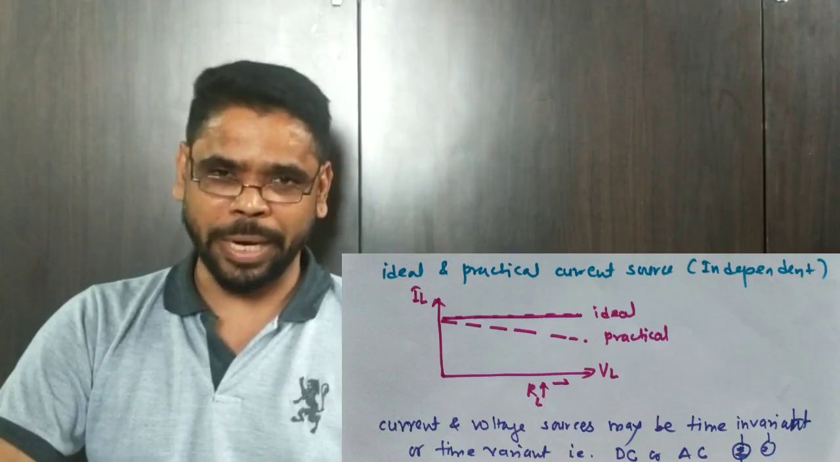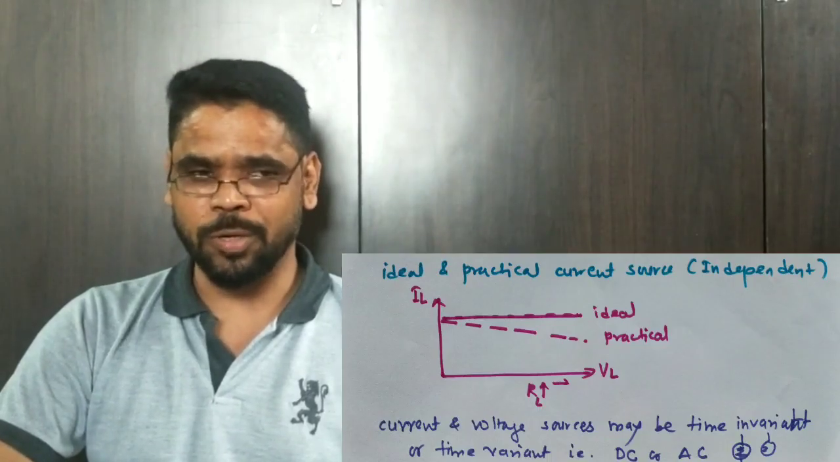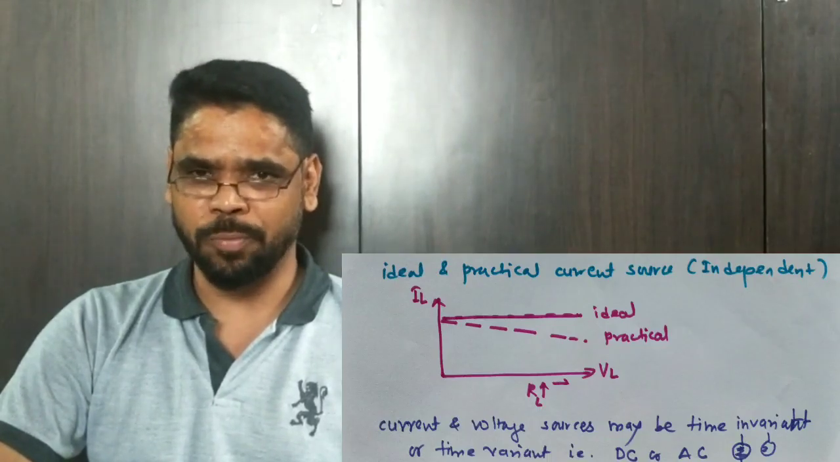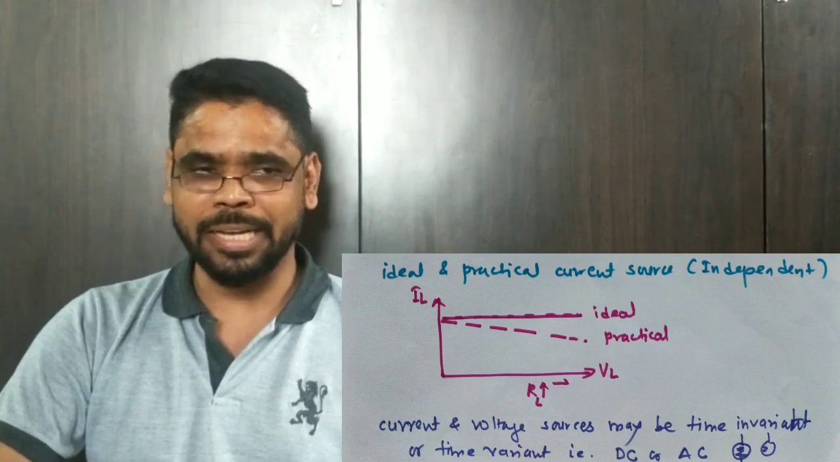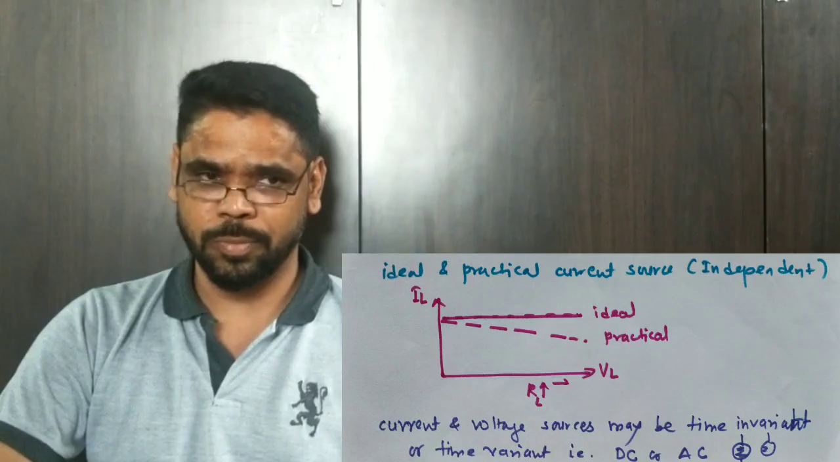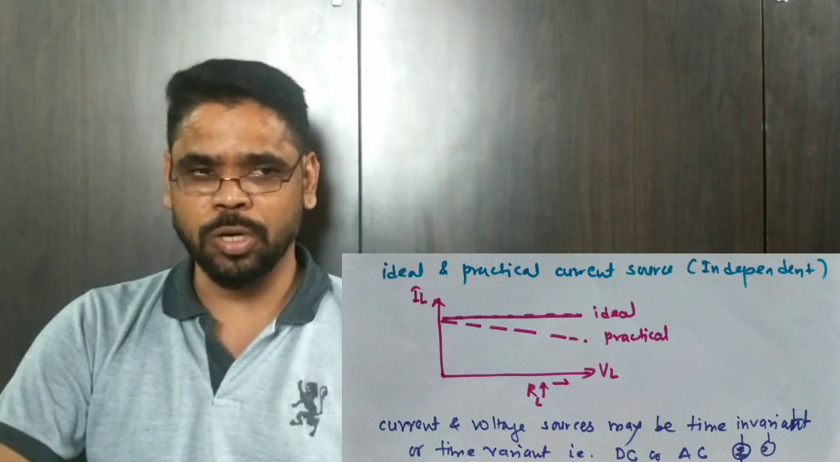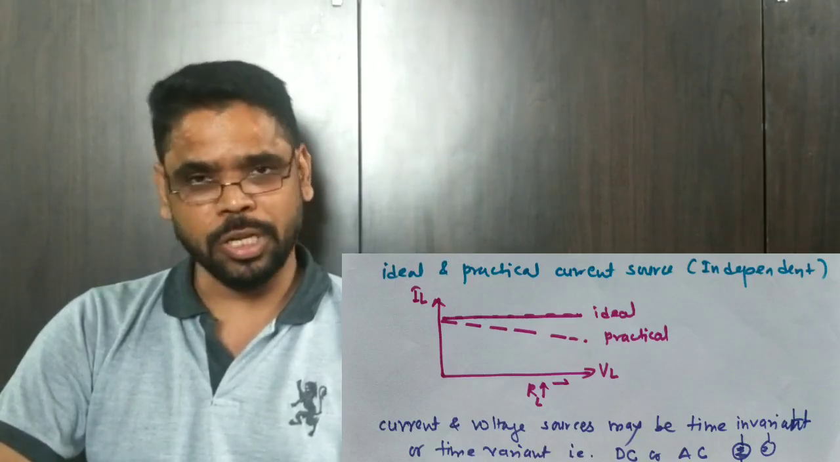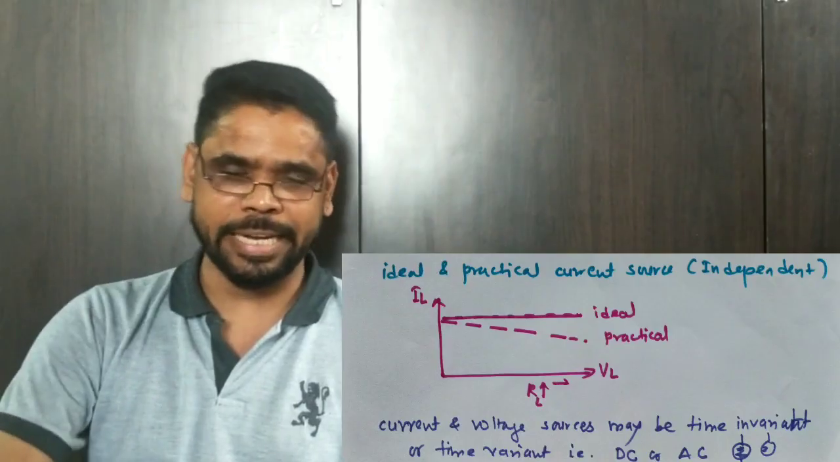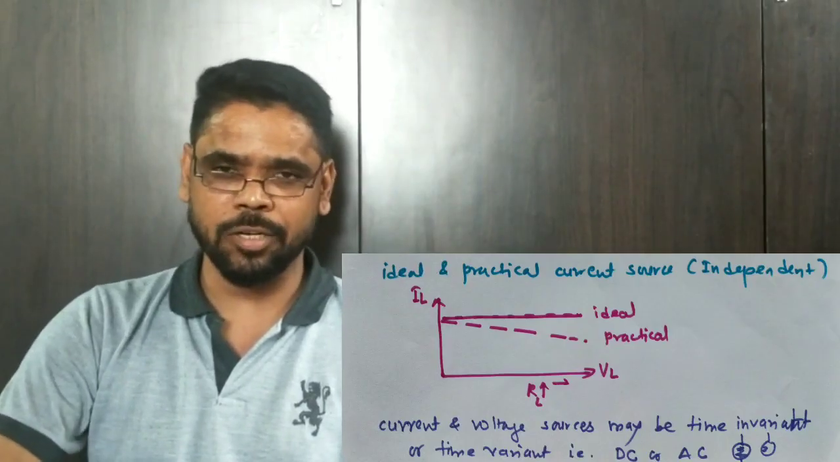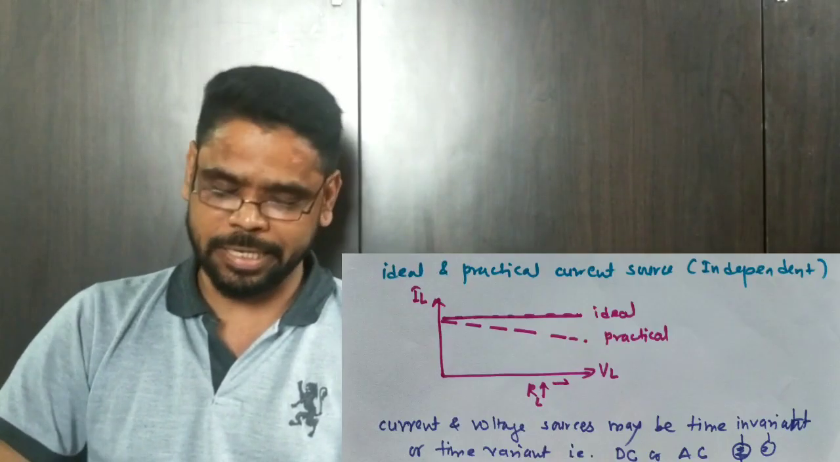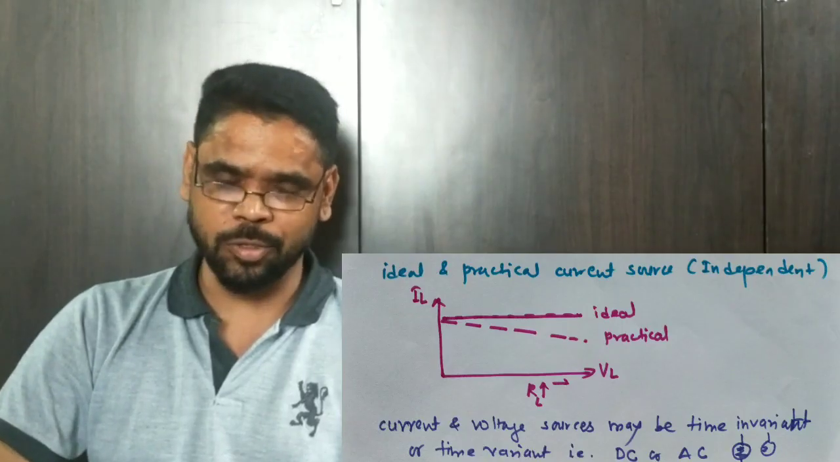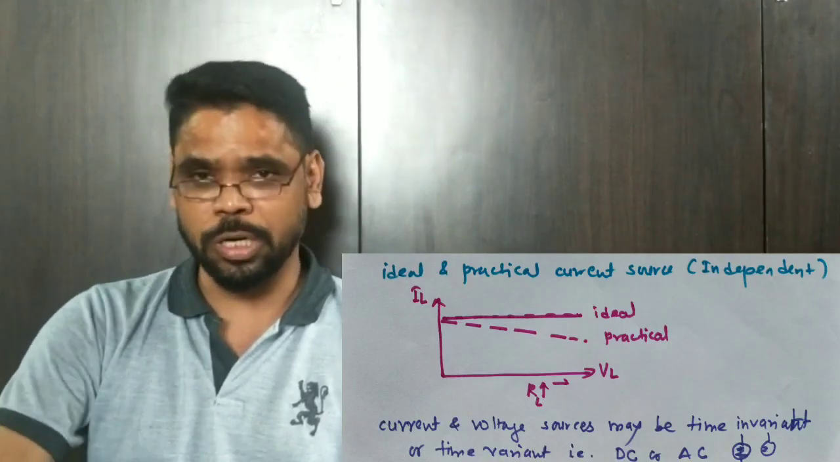But in case of a practical current source, it is not able to provide a large amount of power. In that case, practically with the increase in load resistance, the load current goes on decreasing. It is already shown in the figure. The thick line indicates the nature of the ideal current source and the dotted line indicates the nature of the practical current source. The figure shows the load current versus load voltage.